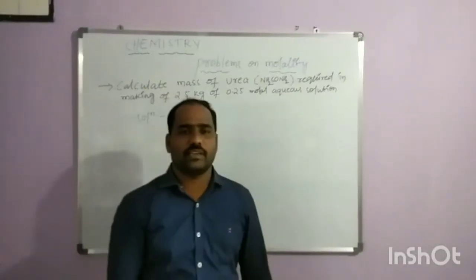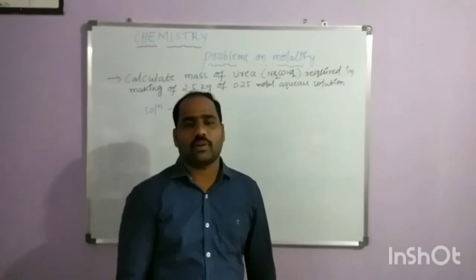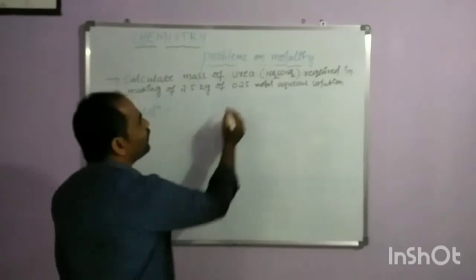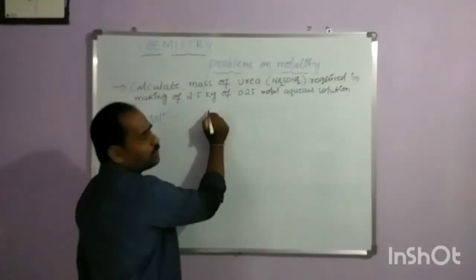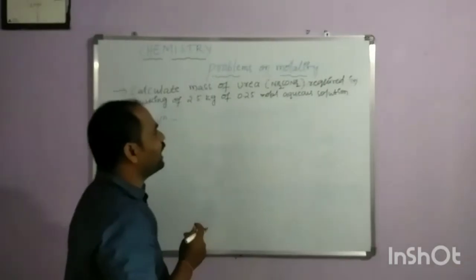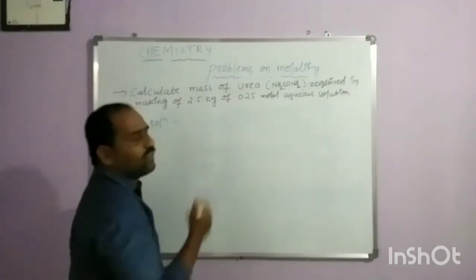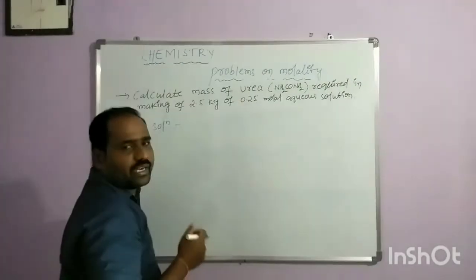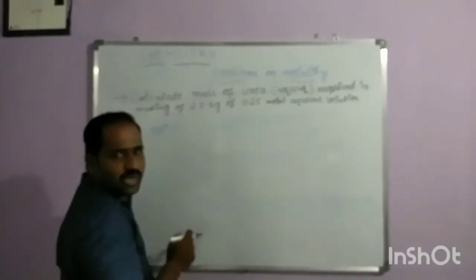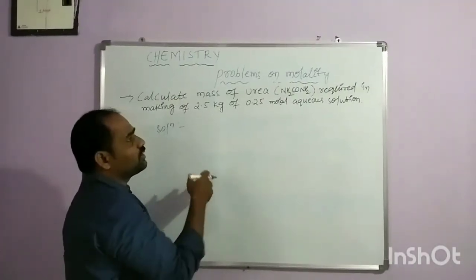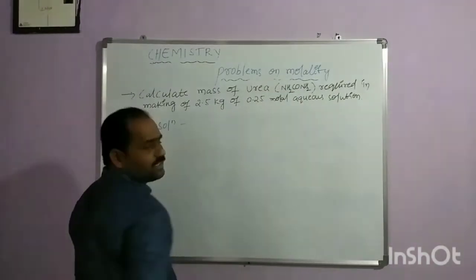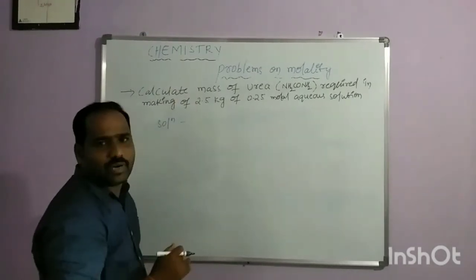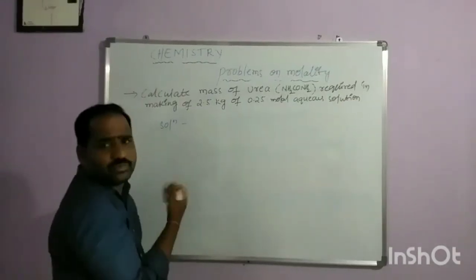Now we discuss another type of problem on the concept of molality. The third problem is: calculate the mass of urea required in making 2.5 kg of 0.25 molal aqueous solution. In the given problem, the molality of the solution is given, that is 0.25. The weight of the solvent is given as 2.5 kg. We need the weight of the solute, urea, required for making the 0.25 molal aqueous solution in 2.5 kg of the solvent.